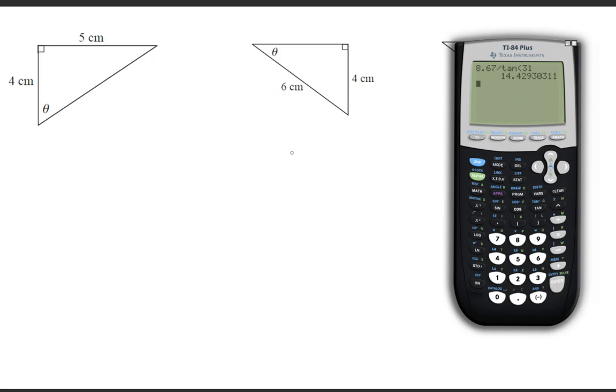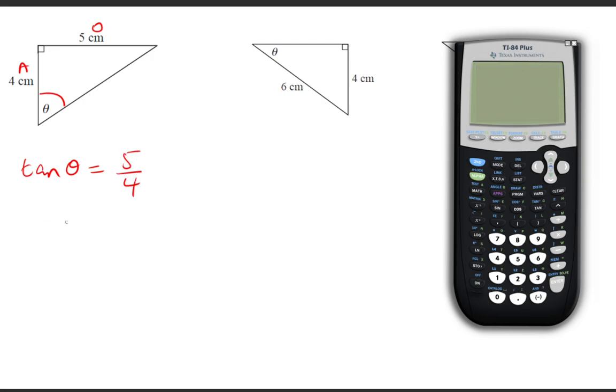Okay, now let's try questions where we have to actually find the angle. So it's very similar. So we label the sides first. So this is the opposite and this is the adjacent. And we realize that we need to use tan in that case. Okay, so tan is opposite over adjacent, but this time we don't know the angle, so we're going to have to leave this as theta. And this time opposite is 5 and adjacent is 4, so it's 5 over 4.